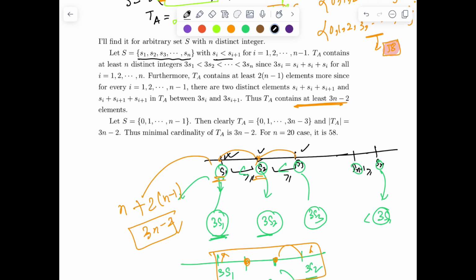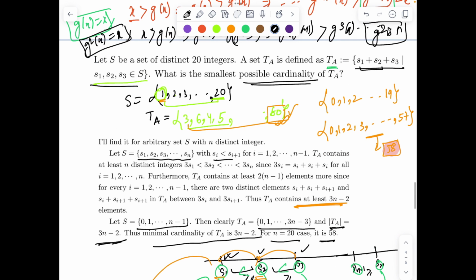Now we'll show that the minimum possible number of elements is exactly this. So it's possible to attain exactly 3n minus 2 if it is in AP. If the set contains consecutive elements, clearly TA will be 0, 1 to 3n minus 3. So the number of elements in set TA is 3n minus 2. Thus the minimum cardinality is 3n minus 2. For n equal to 20 it is 58, which we were saying. And that will happen if they are in AP.